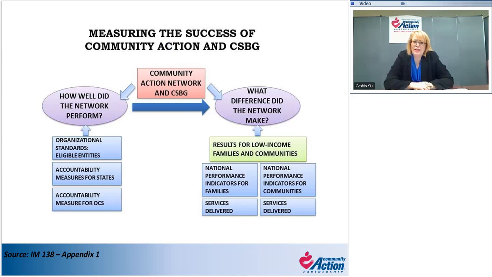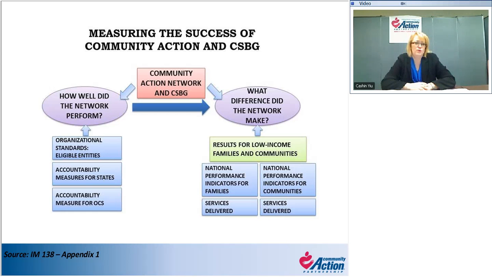This visual is actually in IM 138, and I know the team at OCS has used this in the field when they're out doing presentations as well. This is a nice graphical representation of how all of these components fit together. We talk about organizational standards and accountability measures for states and feds, on how well did our network perform versus what difference did our network make, which is really where we get around ROMA Next Generation and the National Performance Indicators.